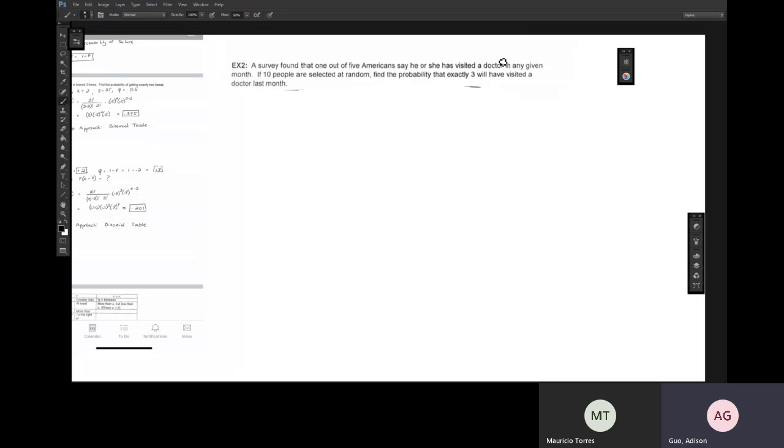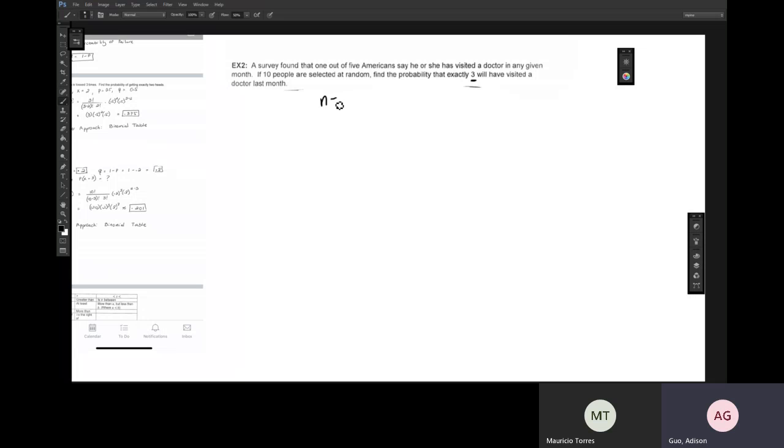The second thing is you need a probability for an outcome to be exactly the same for everybody. It's like flipping a coin. Every time you flip the coin, it has the same probability. Another thing is that there can only be two outcomes, and this one satisfies that. Lastly, you need to find a specific number. This one says find the probability exactly 3 will have visited a doctor last month.